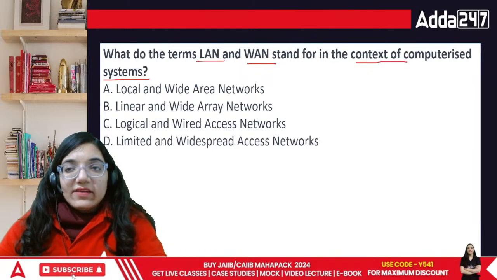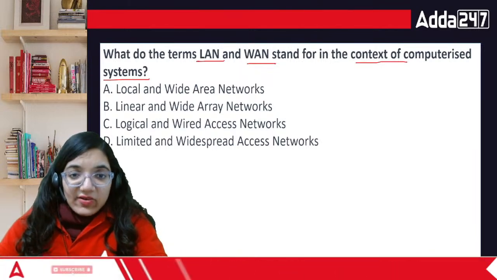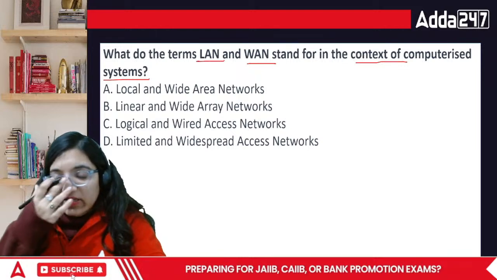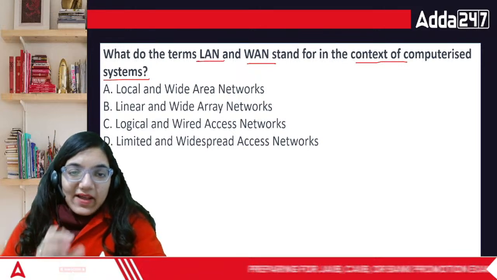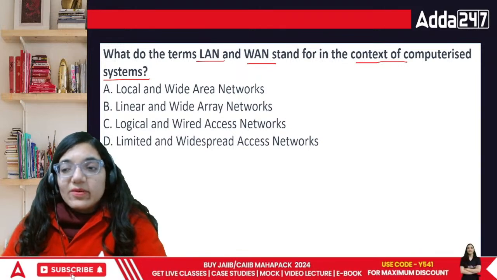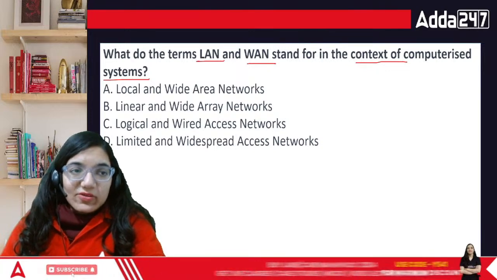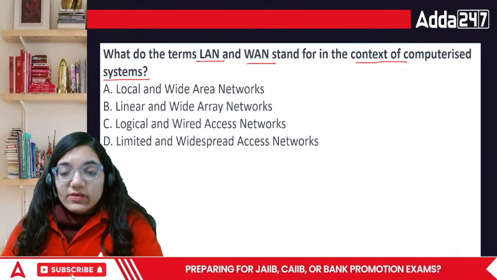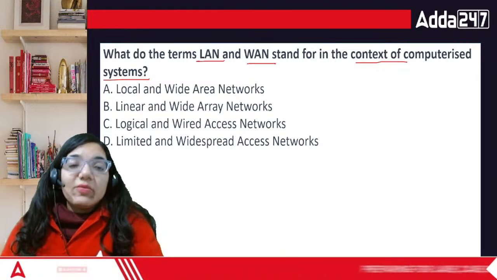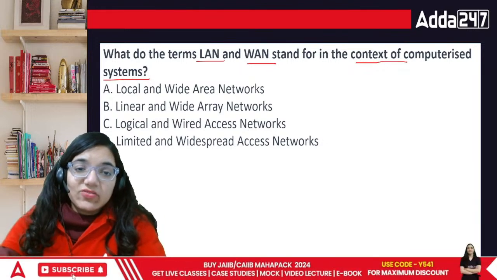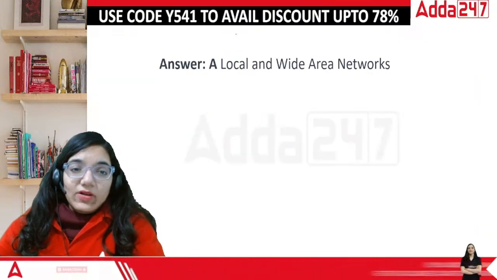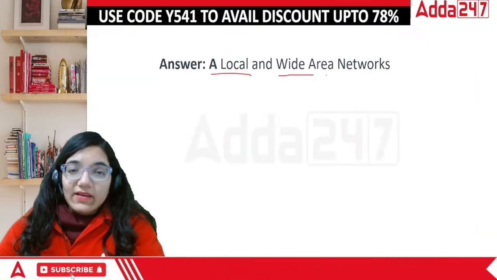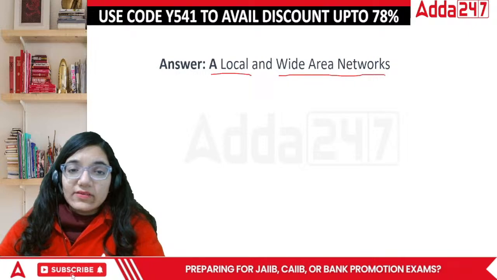Basically, LAN and WAN is linked with the internet connections overall, na? So LAN is basically linked with the wiring and all. So basically, it is helping organizations to stay connected with the main servers, to do everything in the form of the cables and all. So in this case, the correct answer is going to be local and wide area networks.